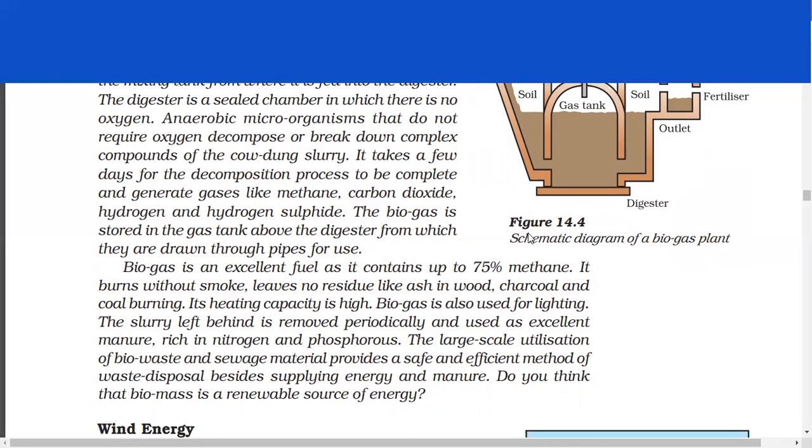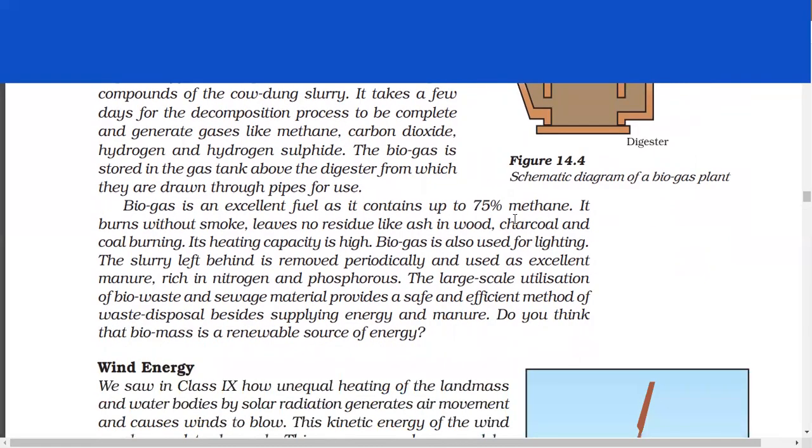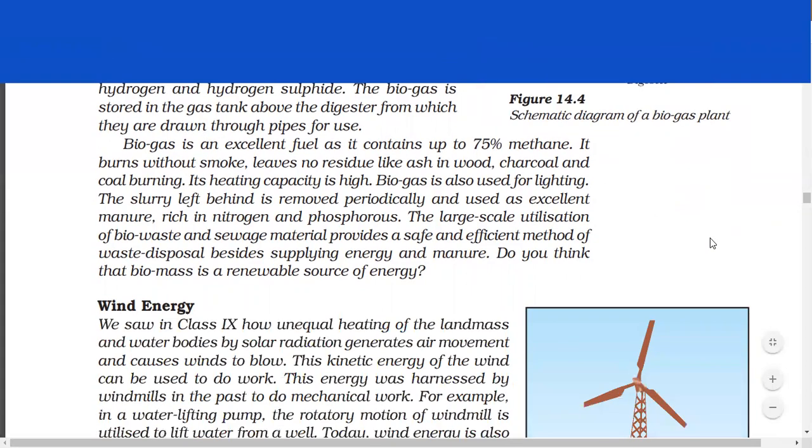The biogas is stored in the gas tank above the digester from which it is drawn through pipes for use. Biogas is an excellent fuel as it contains up to 75% methane. It burns without smoke and leaves no residue like ash, as wood, charcoal, and coal burning do. Its heating capacity is high. Biogas is also used for lighting.